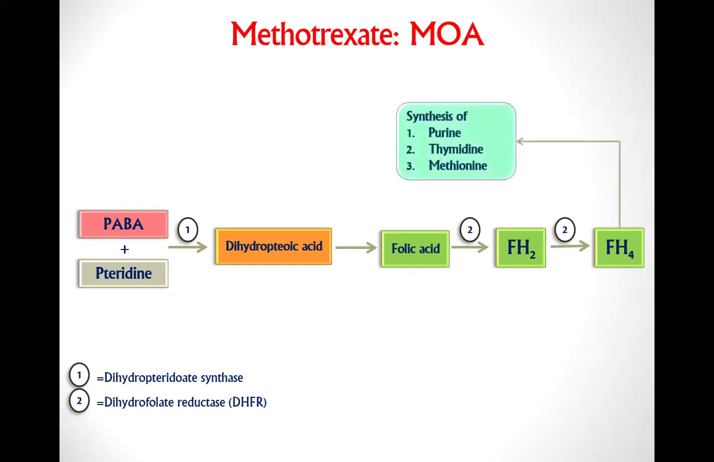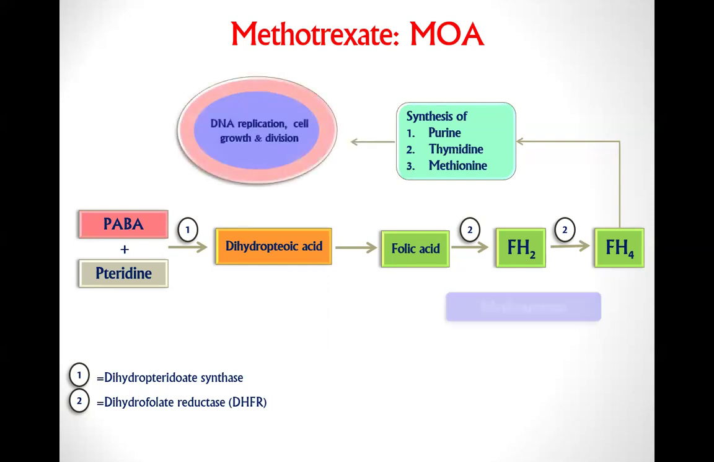Now you know that biologically active folic acid is not incorporated into the activated dihydro or tetrahydrofolate and subsequent metabolites. So the DNA and RNA synthesis is halted. This is the mechanism of anti-cancer activity of methotrexate. Is that clear?